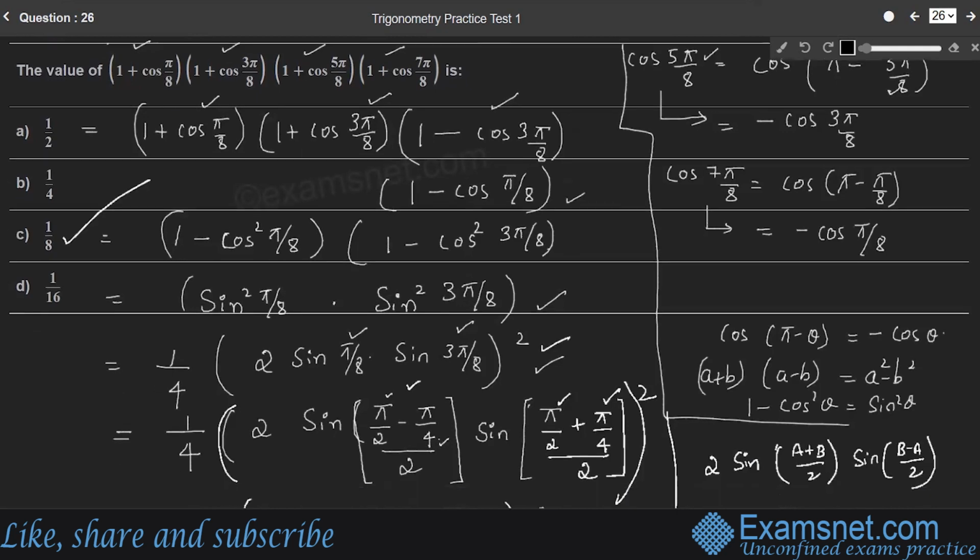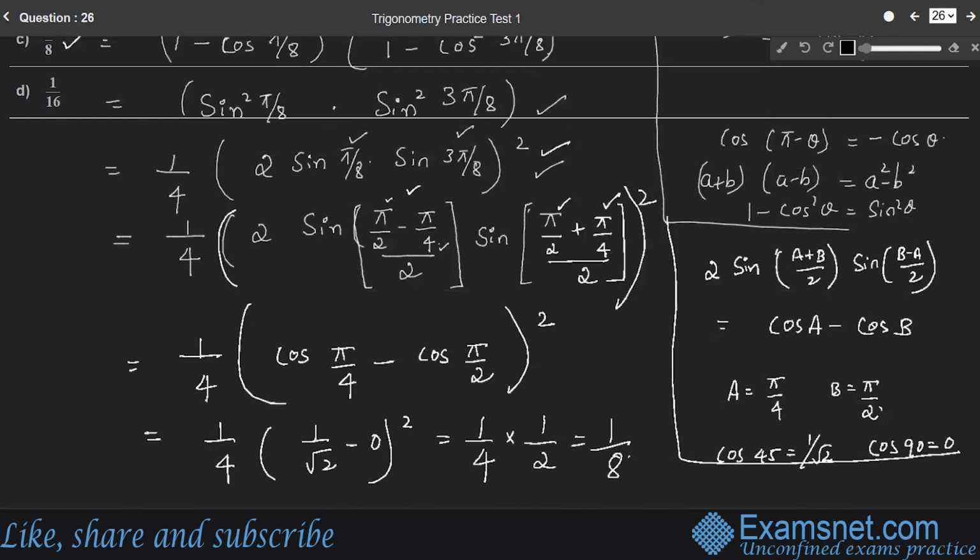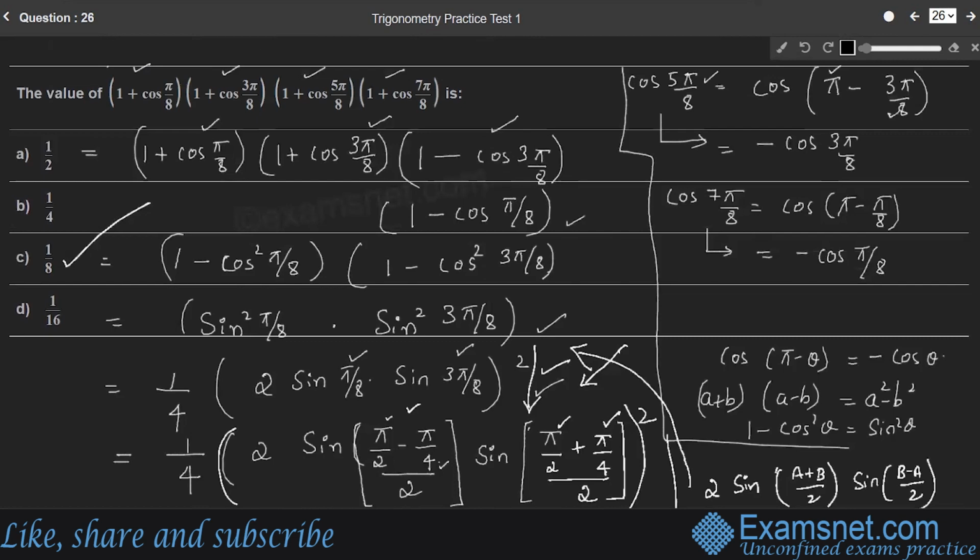Here, the important thing is knowing the value of 2 sine (A plus B) by 2 into sine (B minus A) by 2 is cos A minus cos B. And before that, convert the expression. So this expression which I am showing, in terms of 2 sine (A plus B) by 2 into (B minus A) by 2. Right? This is a very important step here. Therefore, the final answer is 1 by 8.